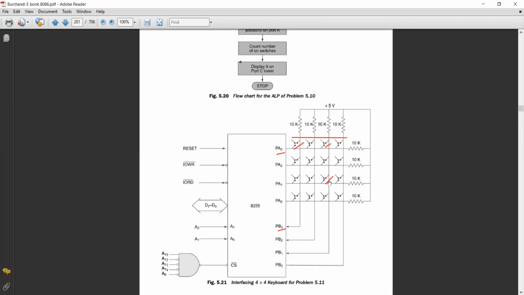So PA1 is 0 and PB1 is 0, means this switch is pressed. Say now I am given a marking like, say this switch is 0, this switch is 1, this switch is 2, this switch is 3, this switch is 4, this switch is 5. So whenever I am pressing the 5 switch, it indicates PA0 and PB0 is 0. Rest all are 1.